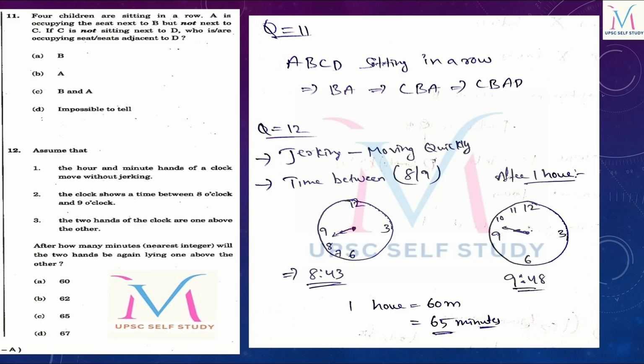8:43, right? Since both hands are one above the other between 8 and 9, if we calculate, the hour hand will be determining 8 and the minute hand will be determining 43, because the second statement says the clock shows the time between 8 o'clock and 9 o'clock, and the third statement says the two hands are one above the other. So here the first clock indicates the time is 8:43. Okay, and after how many minutes, to the nearest integer, will the two hands be again lying one above the other?